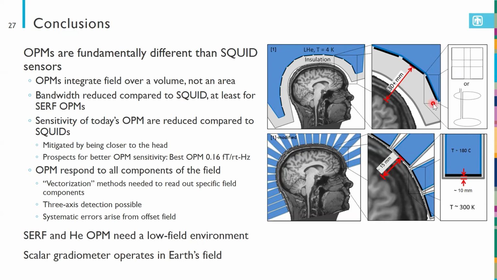And there are prospects for making the OPM sensitivity better. The very best OPM is down at 0.16 femtotesla per root hertz. So if we can get some fraction of that in an MEG sensor, that would be quite interesting.